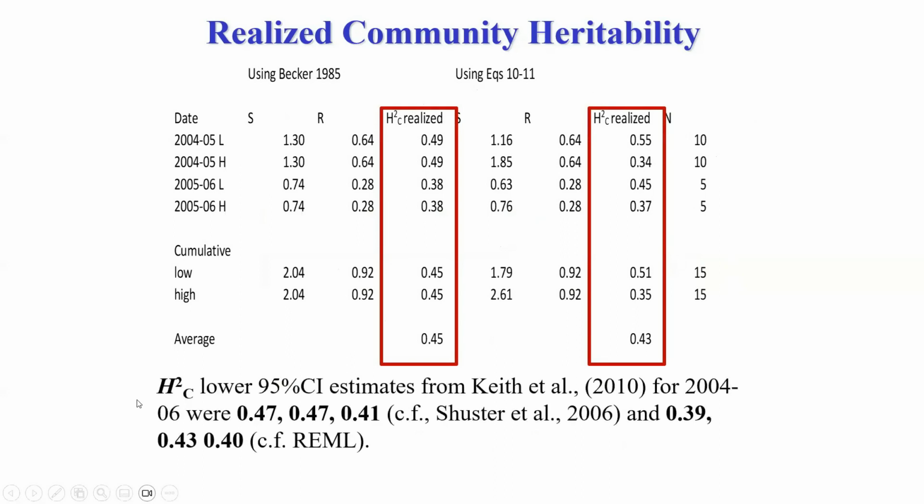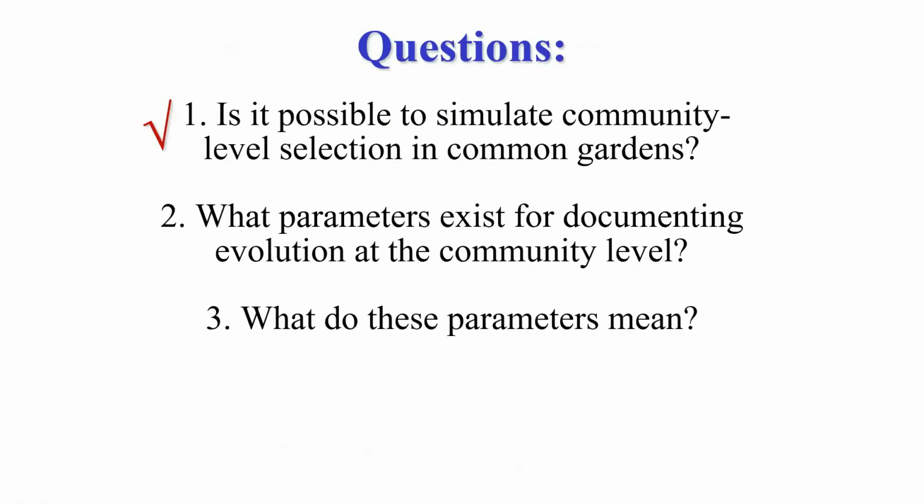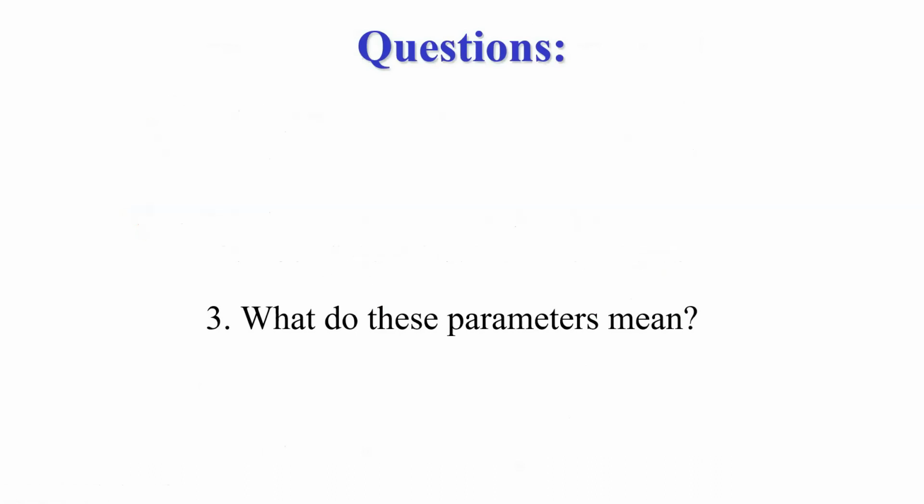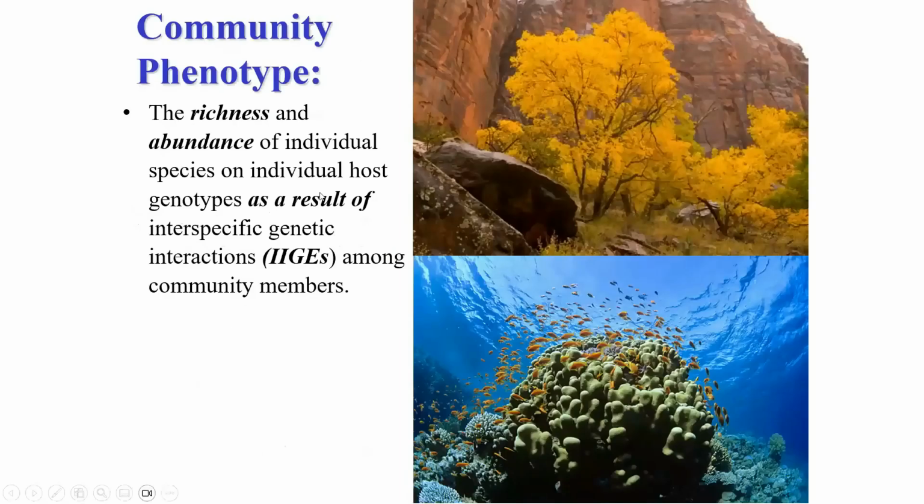And interestingly enough, our values for broad sense community heritability had lower confidence limits that overlapped with our estimates for realized heritability, suggesting that broad sense community heritability and realized community heritability are similar in their magnitude. So, the parameters that are used for documenting community evolution are very similar to those for quantitative genetics, but let's see what those parameters mean.